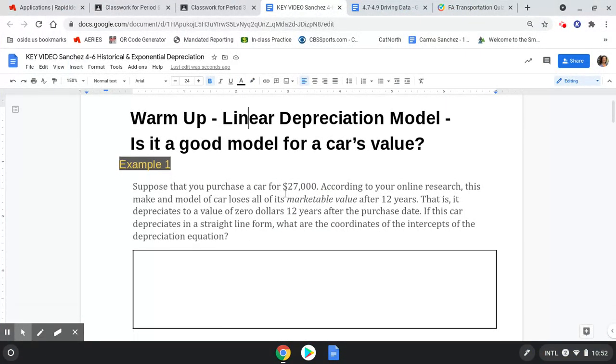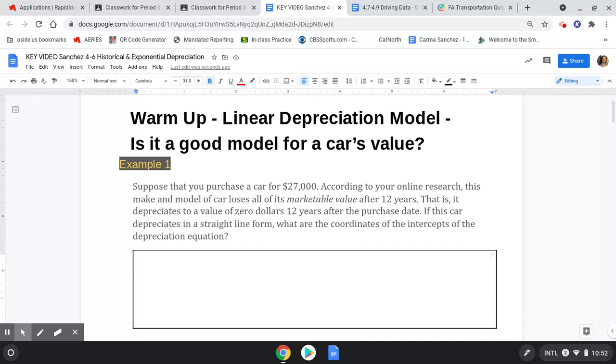Okay, so suppose you purchase a car for $27,000. According to online research, this make and model loses all of its marketable value after 12 years. That is, it depreciates to a value of $0 12 years after the purchase date. If the car depreciates in a straight line form, what are the coordinates of the intercepts?